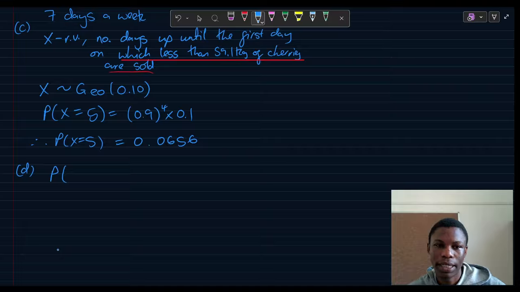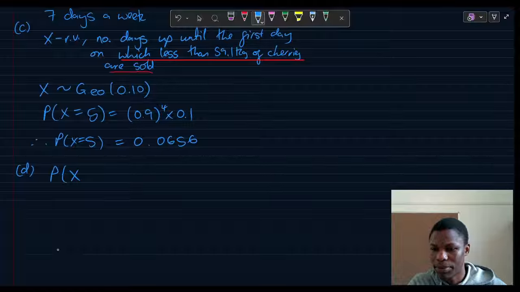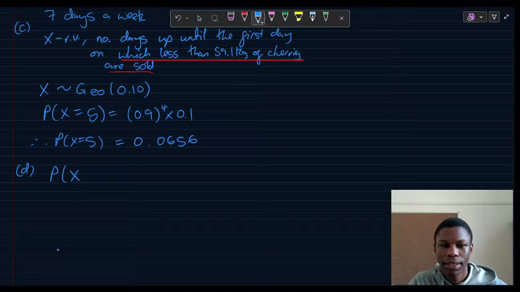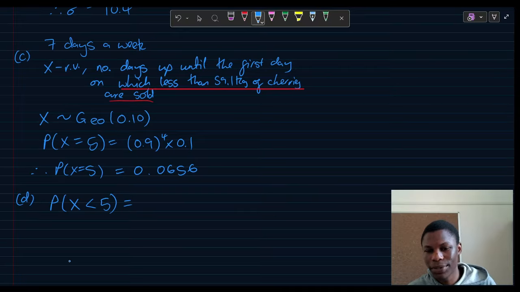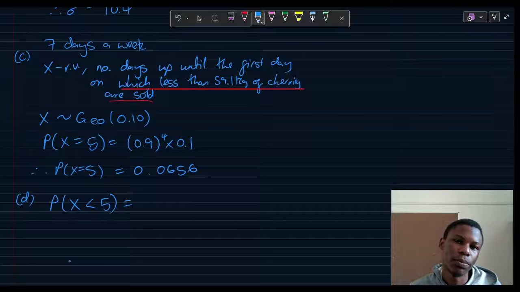So they want us to find the probability that x, x being the first day on which less than 59.1 kgs of cherries are sold, is before, so less than, the fifth day of the week, less than 5. By the way, even though we were told that the supermarket is open 7 days a week, the reason we concluded that this is a geometric distribution is because we're tracking the number of trials up until first success, which is literally the definition of a geometric distribution.